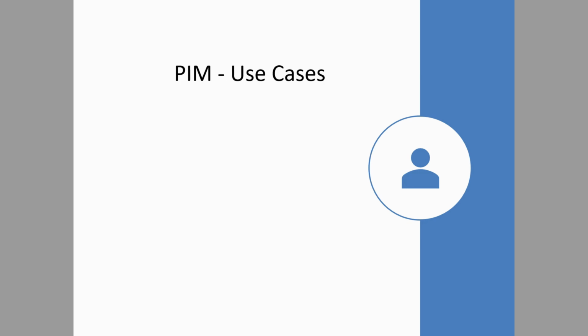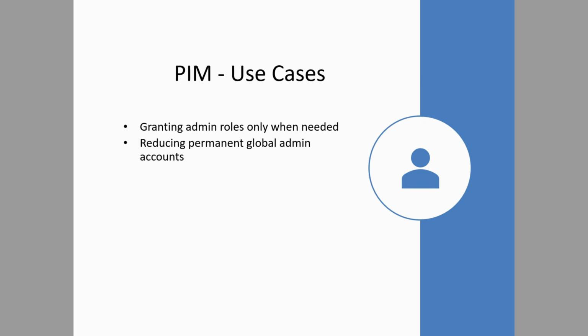Now we will check the use cases of PIM. Actually, we have already gone through this in the video itself. We have done the lab, but these are the general use cases. Granting admin roles only when needed means we can just provide the hours, as we have checked the duration. By default it will be 8 hours, but we can manage it, like I have done for the global administrator. We have restricted it to 1 hour. After 1 hour it will be expired.